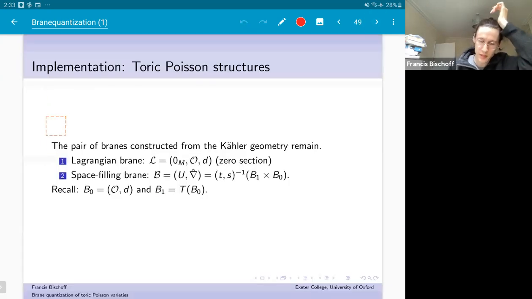Now we need some branes. So first of all, we have this identity bisection.